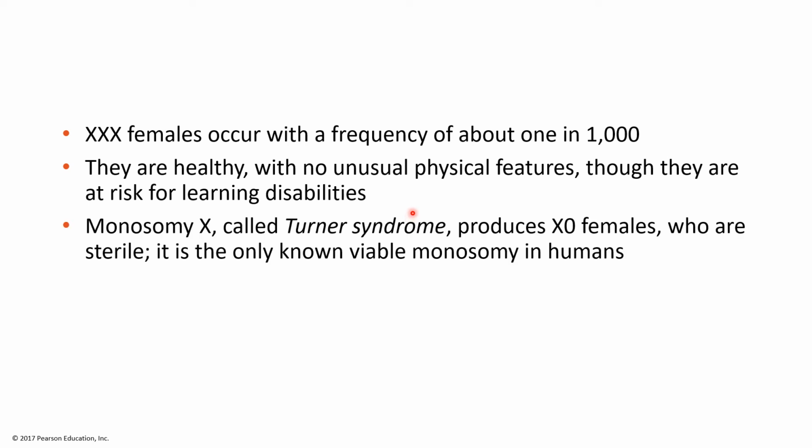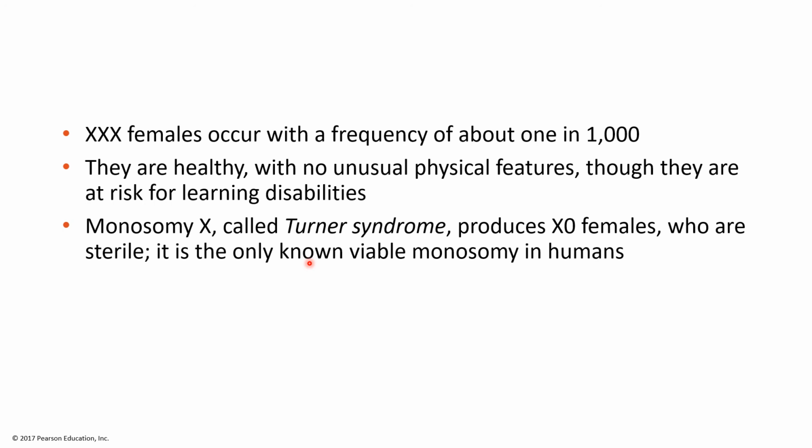Now, the one monosomy that we have that is very survivable is Turner syndrome. So this is for women who have only 1 X chromosome. They're unable to have children, but other than that, they seem pretty normal. They're a little smaller.